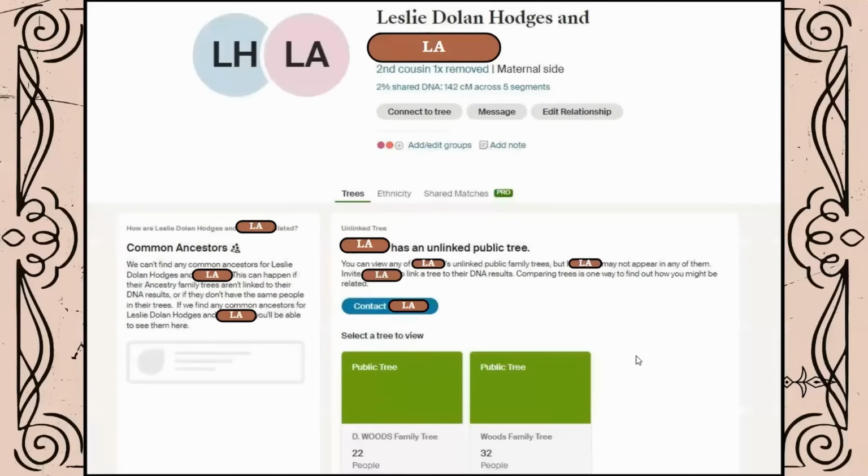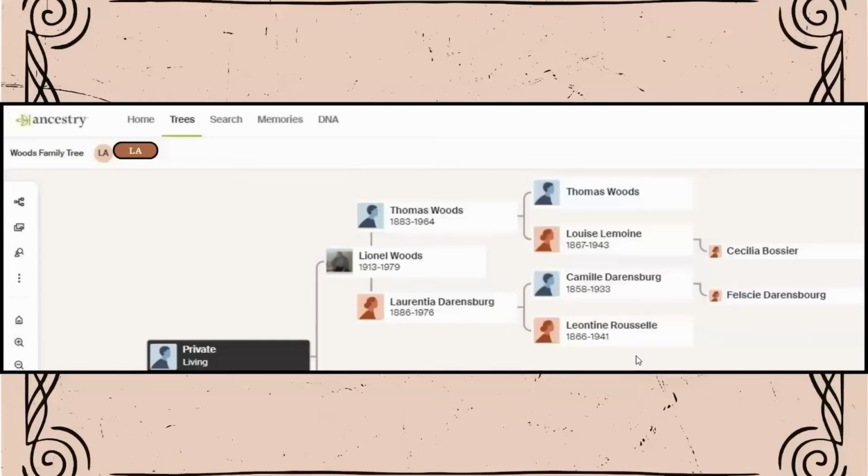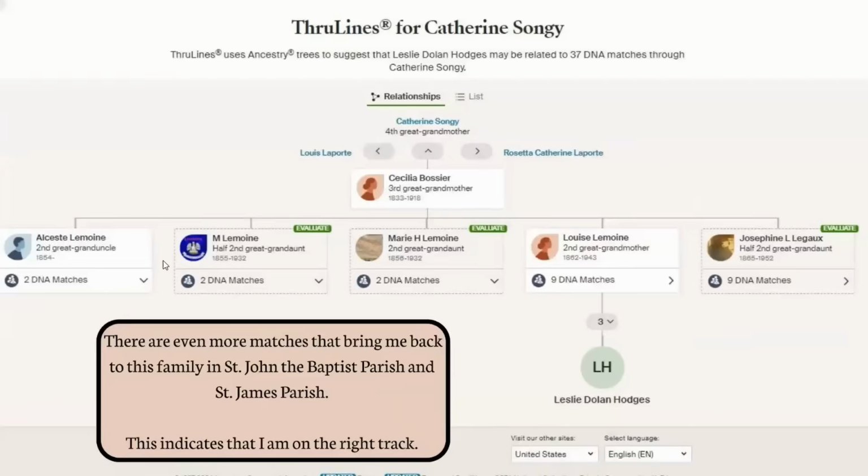The next one is somebody that I am calling LA. LA shared 142 centimorgans with my mom, so a decent, an okay amount of shared DNA for how far back we're talking. LA's tree, let's take a look at that. Again, another descendant of Lucille's brother, Thomas. So that puts me in the right place. These are the through lines for Catherine Zongi, so that furthest back ancestor from my mother for that side of her family tree.